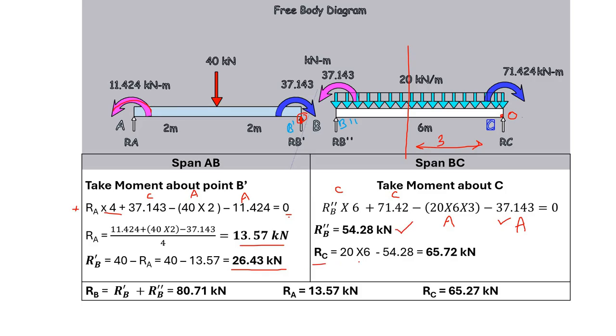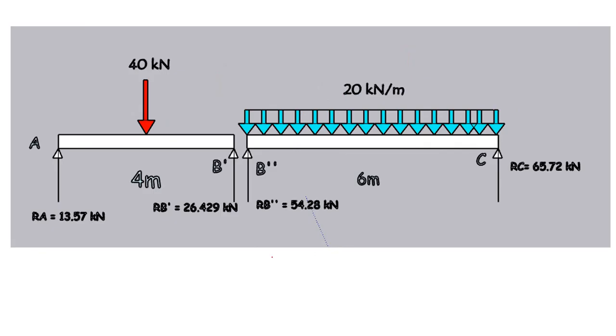What is RC? RC equal to total load due to UDL minus RB double dash, which is 65.72. So you get RC equal to 65.72 and RA equal to 13.57. RB equal to 80.71 kilonewton, which is nothing but RB dash plus RB double dash. Now you have got RA, RB dash, RB double dash and RC.